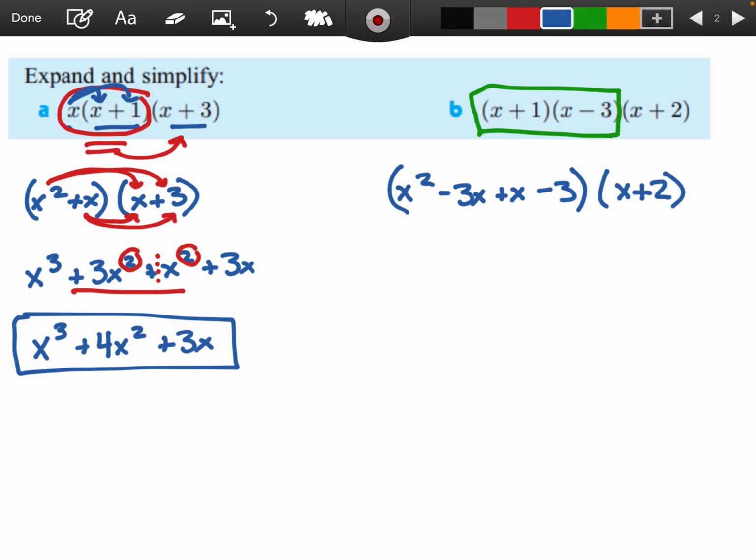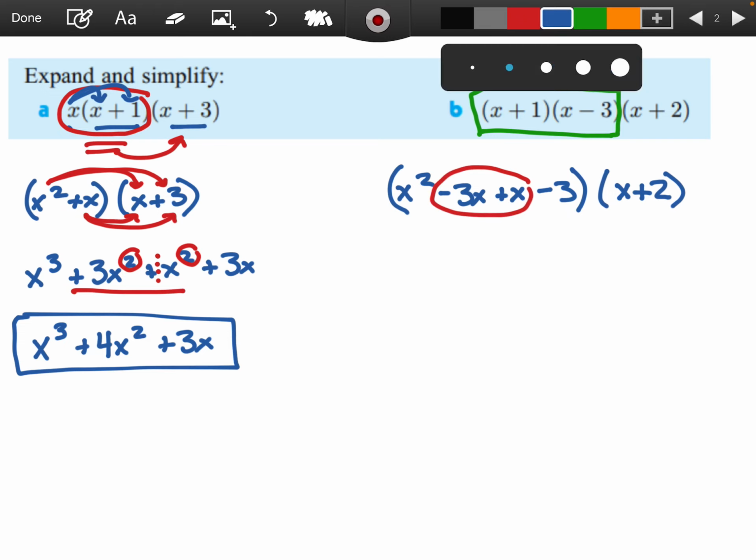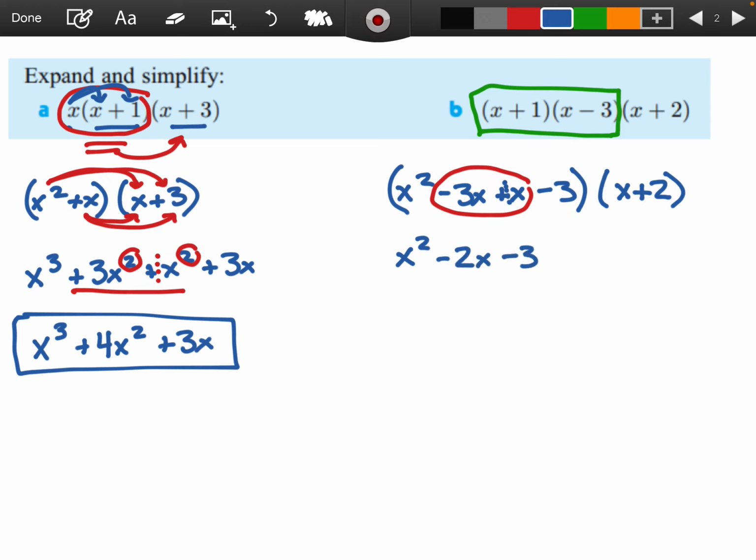I could go ahead and just multiply everything in the first set by the second set, but I see that I've got a couple of like terms. So why not simplify, and then that means fewer multiplications to do down the road. So I'm going to simplify that. x squared, negative 3x plus unwritten coefficient of 1x, so negative 3 plus 1, negative 2x minus 3, that stays in a set of brackets. Still need to multiply that by x plus 2.